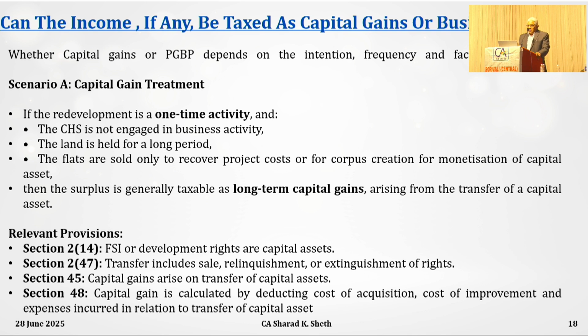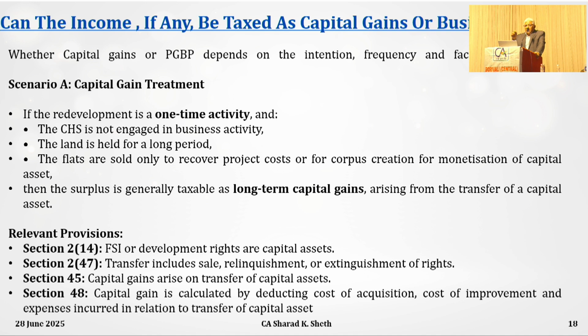By utilizing that FSI right, society can be considered to have extinguished its right for the future use of the same FSI, because once they consume that FSI, they allot the flats to the existing members as well as new members. In future, whenever they again go for redevelopment, to the extent of whatever FSI they have already utilized, they will never be able to use it. So it can fall under the second clause as extinguishment of rights in the property.